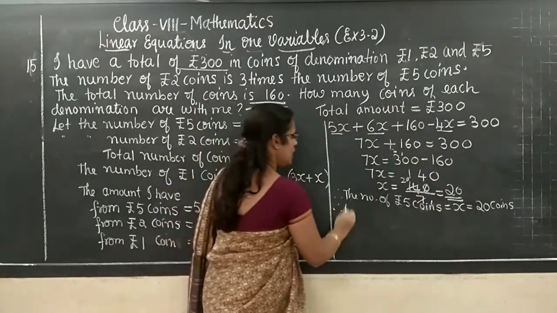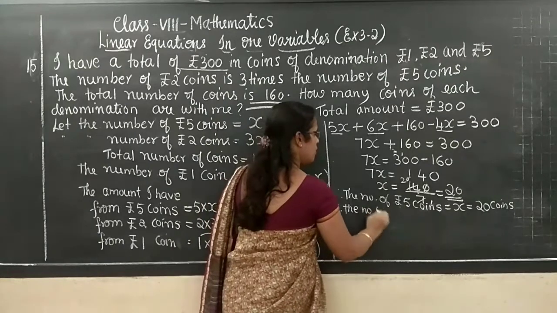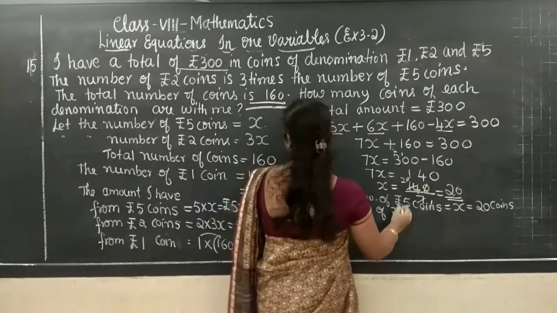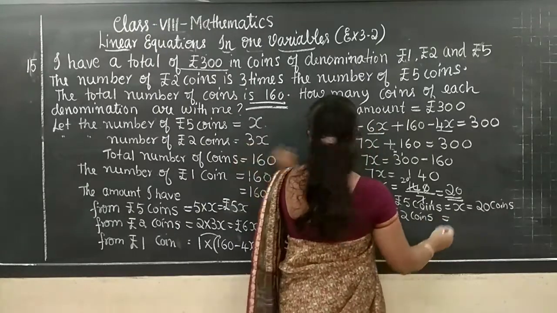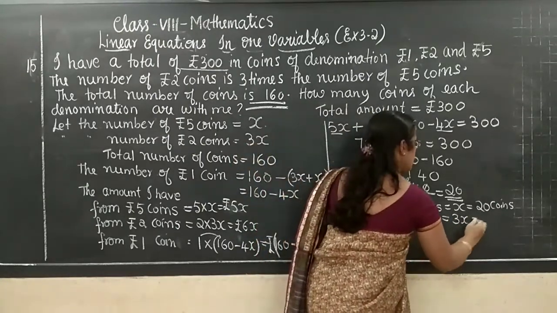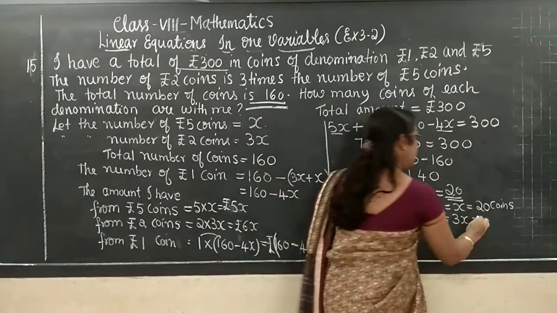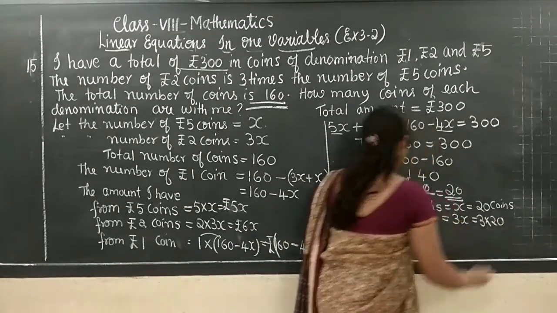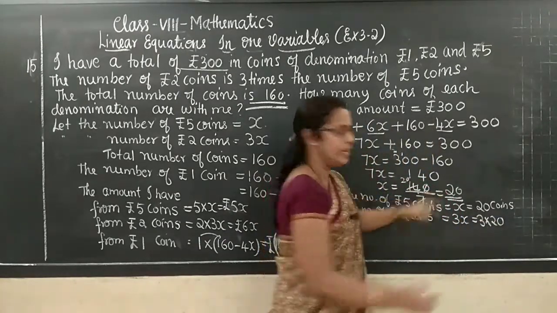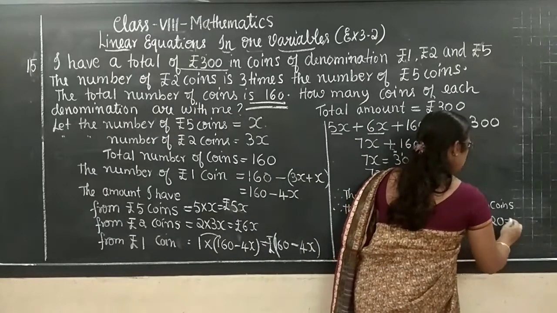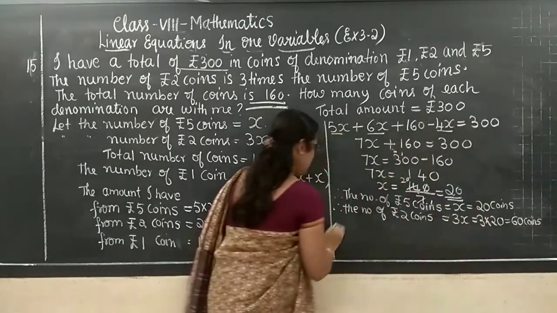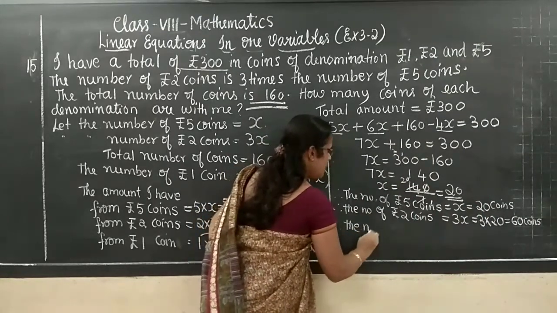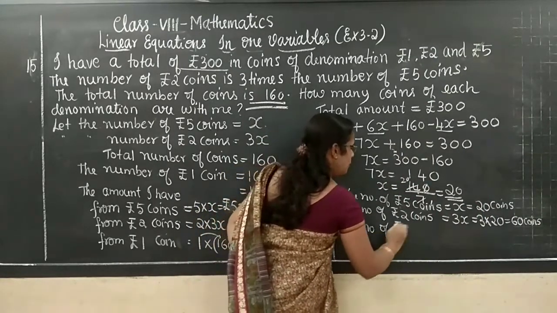Then, therefore, the number of 2 rupee coins. How many? 3x. 3x means 3 into 20. 3 twos are 6, so 60 coins.